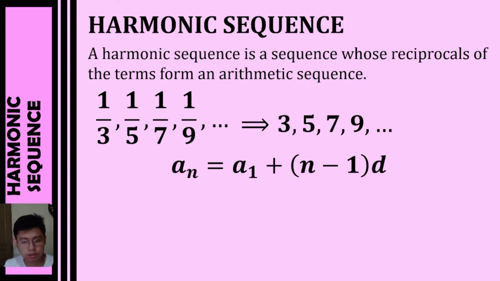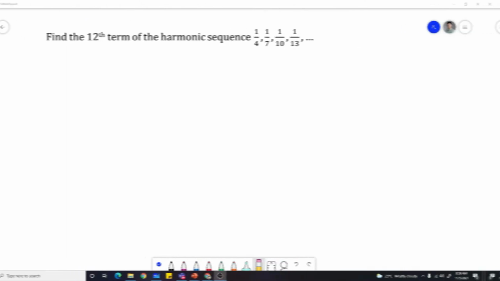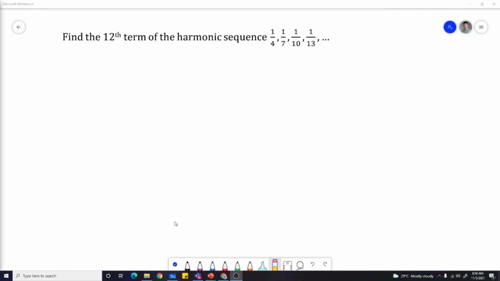Now, after getting the nth term of our arithmetic sequence, we need to get the reciprocal of our answer to get the nth term of our harmonic sequence. Okay, so now let's have an example in order for us to understand how to find the nth term of a harmonic sequence.